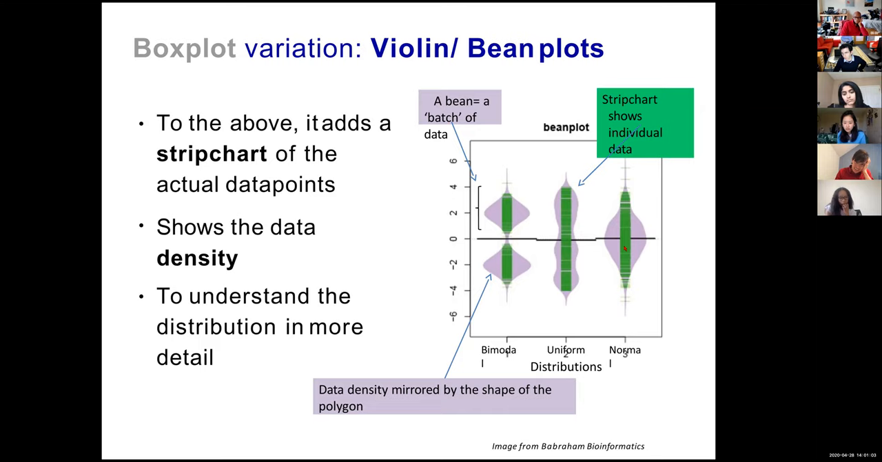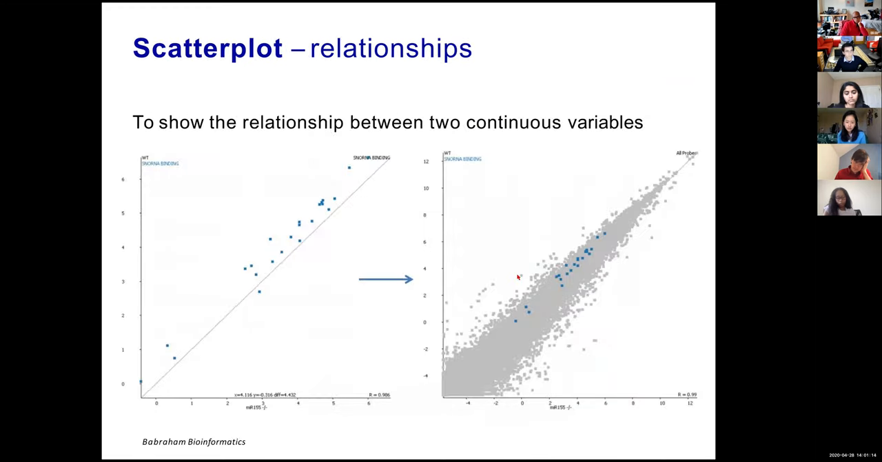Instead, you could be placing dots, and then you'd be using a lot more information. And again, the data density here is mirrored by the shape of the polygon. Everybody with me on the violin plots and the bean plots?